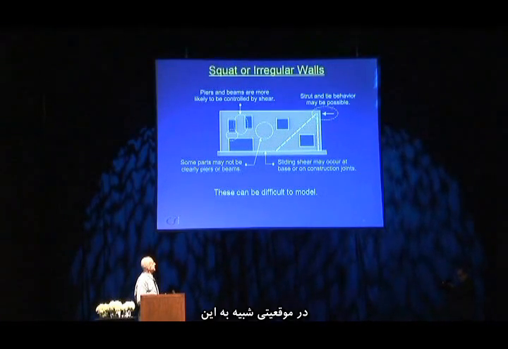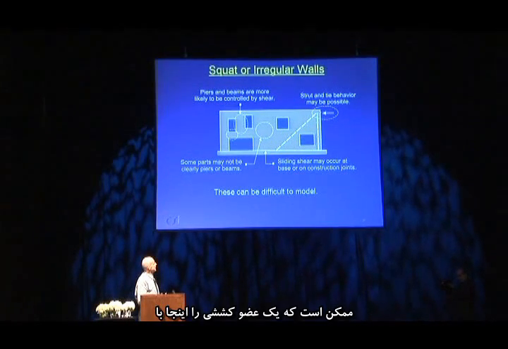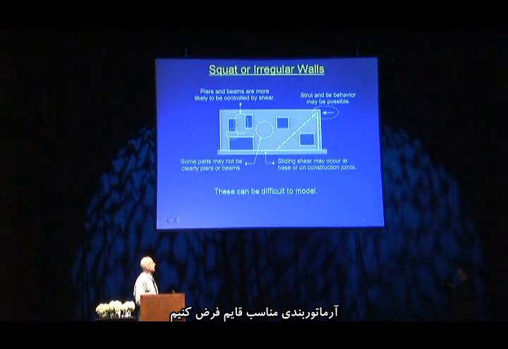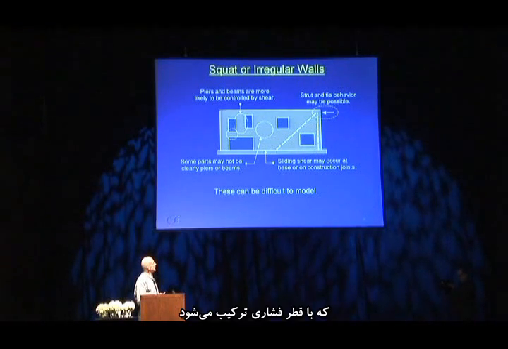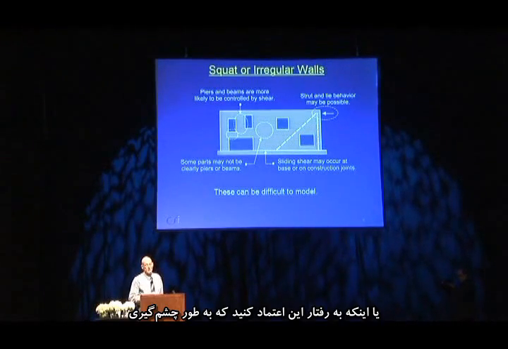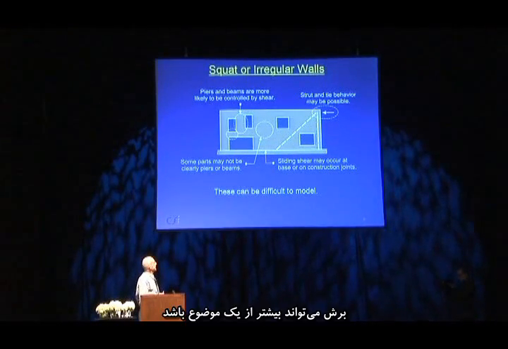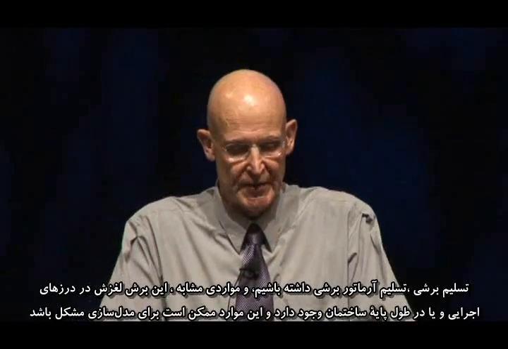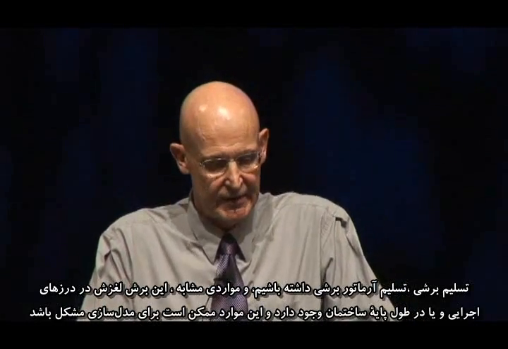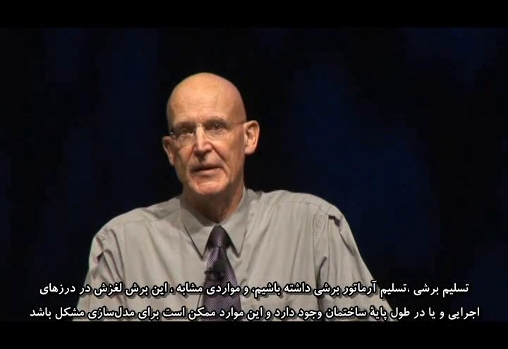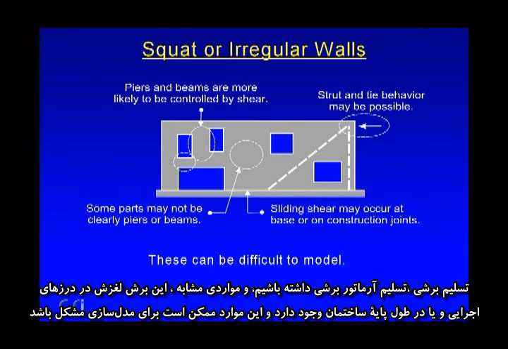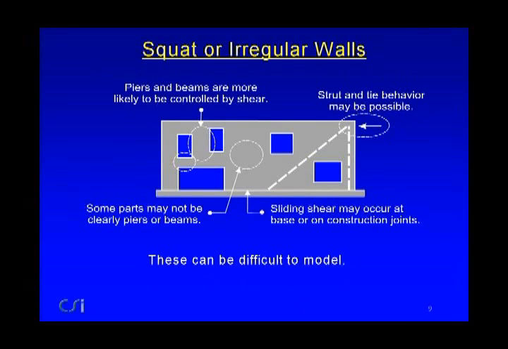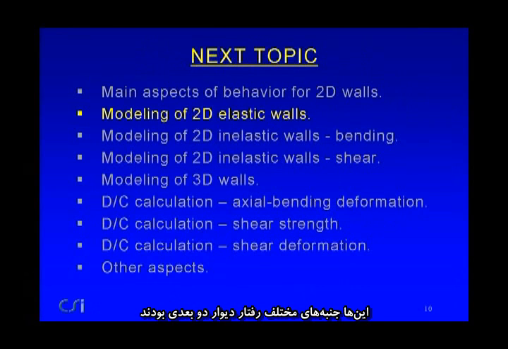In a situation like this, where a lateral load is shown, it's possible for a tension tie to develop through here if there's sufficient vertical reinforcement, coupled with a compression diagonal, and you can develop strut and tie or truss behavior, which can dramatically strengthen the beam. And shear can be more of an issue. It's possible to get not conventional shear involving yield of the shear reinforcement and things like that. It's just sliding shear along a construction joint or along the base of the structure. And these things can be rather difficult to model. So those are the main aspects of behavior for 2D walls.